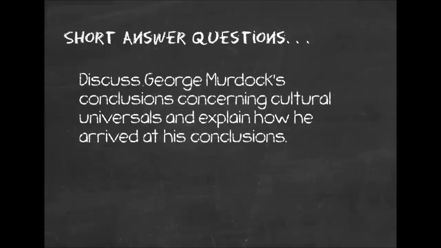The next question asks: discuss George Murdock's conclusions concerning cultural universals and explain how he arrived at his conclusions. So this has a couple parts to it. First, you want to explain maybe in a sentence what a cultural universal is. Second, you want to explain what the major conclusions are that he came up with. This can include the major categories. And then finally, explain how he came to those conclusions. What did his study involve, and what did it include? So like 3 sentences, maybe 4, you should be able to effectively answer this question.